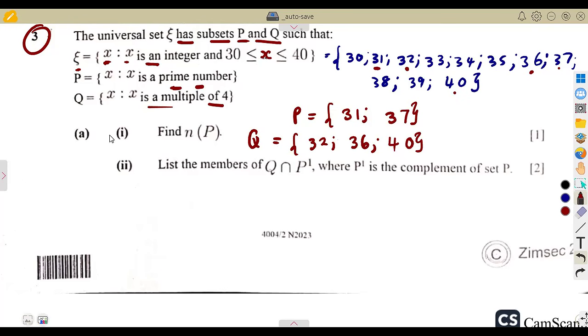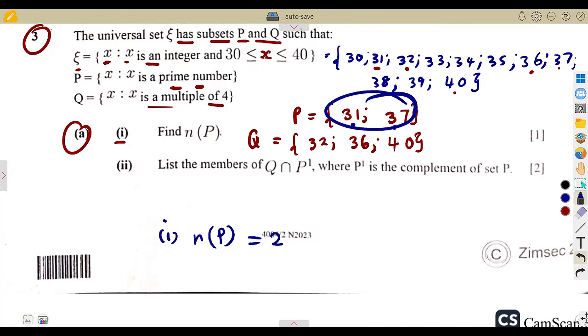So the question was A, item 1: find n(P), the number of elements in P. How many elements are we having in P? That is the question. You are to count the elements in P: 1, 2. So there are just 2 elements. This is not to list 31, 37 and list the elements in P. But how many? That is the number of elements in P.